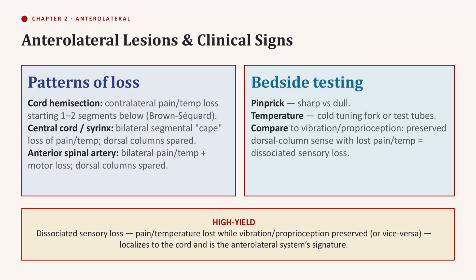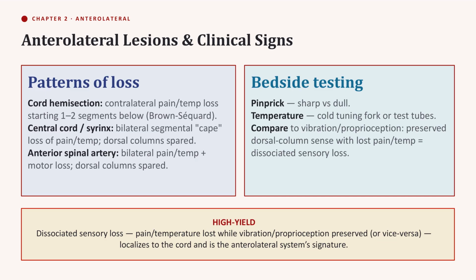Now we take the anterolateral system to the bedside. This is where its signature pattern earns its keep. On the left, 3 patterns of loss you should recognize on sight. A cord hemisection, Brown-Séquard, gives contralateral pain and temperature loss beginning 1 to 2 segments below the lesion. A central cord lesion, or a syrinx, interrupts the crossing fibers in the anterior white commissure and produces a bilateral, segmental, cape-like loss of pain and temperature, with the dorsal column spared.